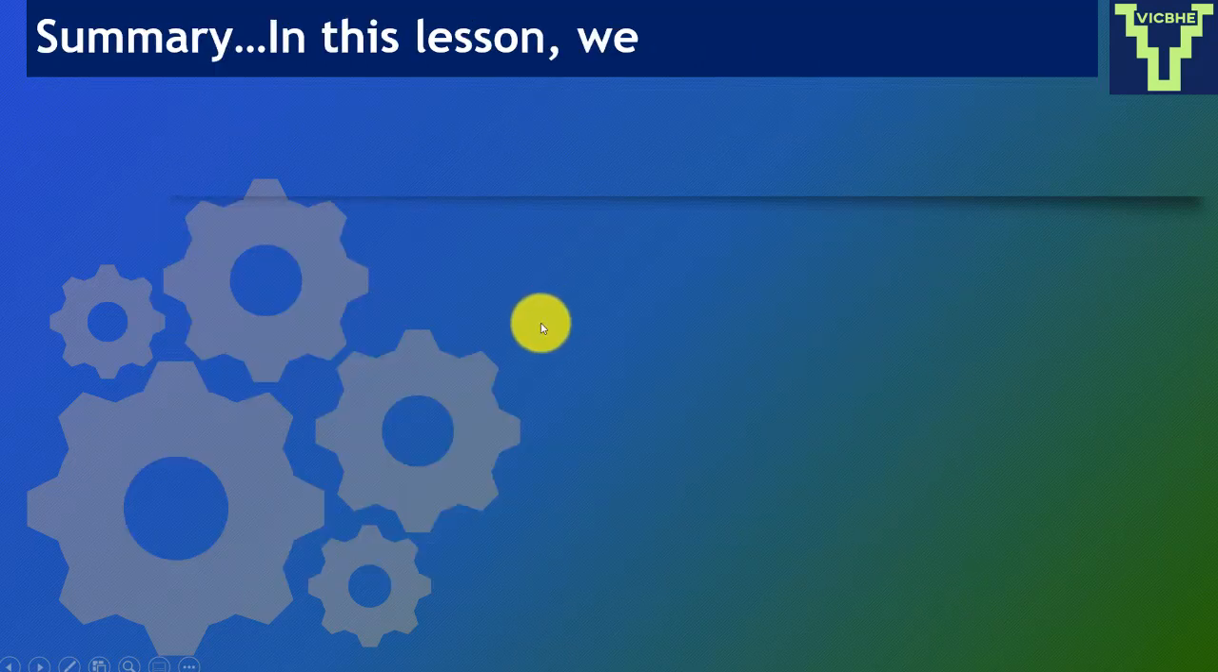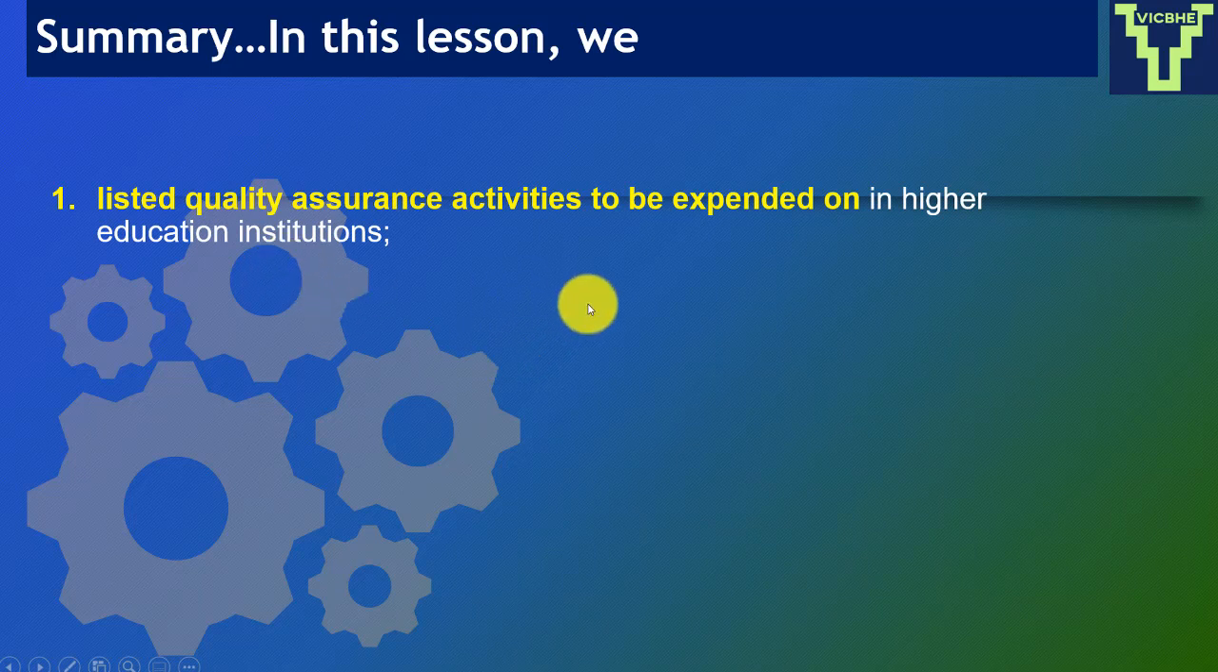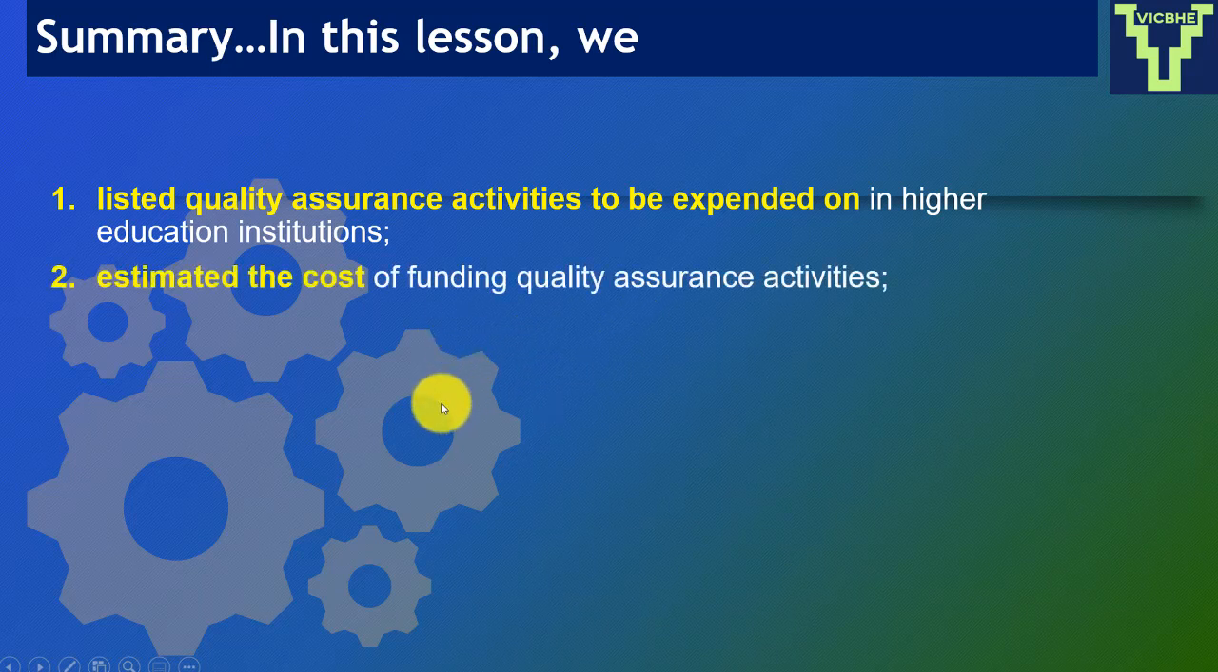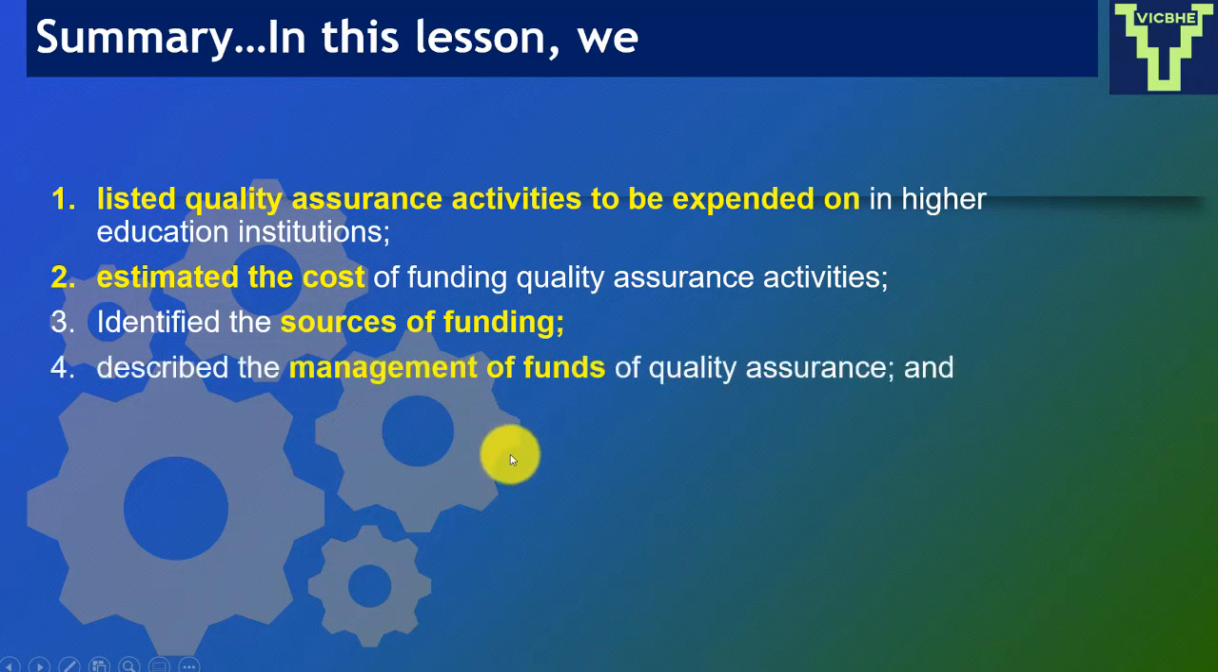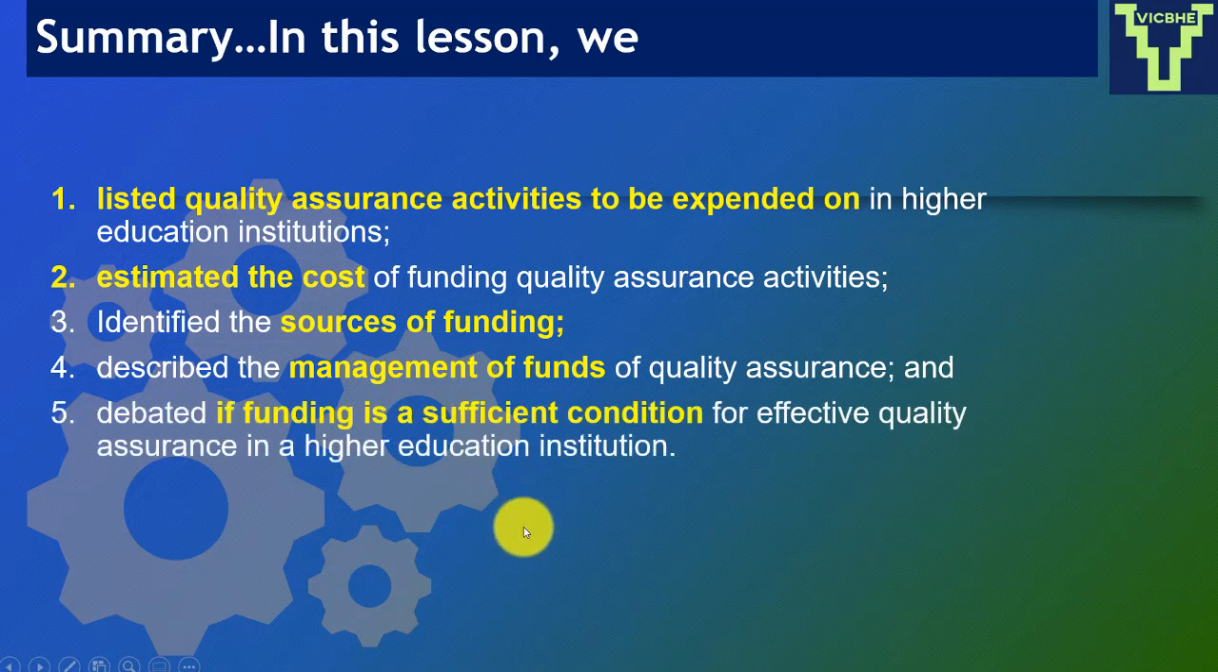So what have we learned in this lesson? We have listed the quality assurance activities: accreditation, purchase of vehicle, ICT, workshops, mock accreditation, and we have estimated the cost. The cost that I've estimated here is 70 million plus. It can be more, but that is just a modest estimate. And then where would the money come from? I talked about a quality assurance support fund of 0.5%. It can be 5%, it can be 1%, it can be whatever. We'll work that all out. And then the funds will have to be managed judiciously. Transparency and accountability are the key watchwords. Is funding sufficient? Is it everything that there is? Of course not.